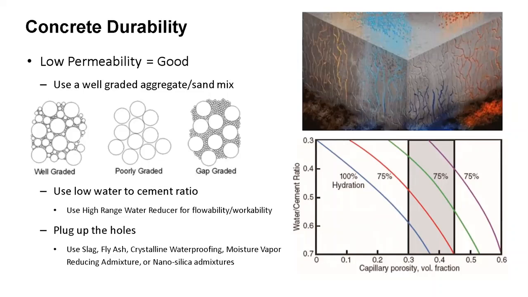So we can plug up those holes. We can use slag and fly ash to have a slower set and hold that water in longer and create less porosity. We can use crystalline waterproofing, which plugs them up. We can use these moisture vapor reducing admixtures or nano silica admixtures. And those are all ways to plug the holes and increase the durability of your concrete.